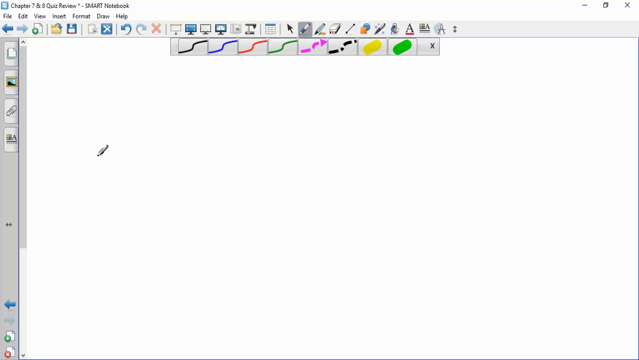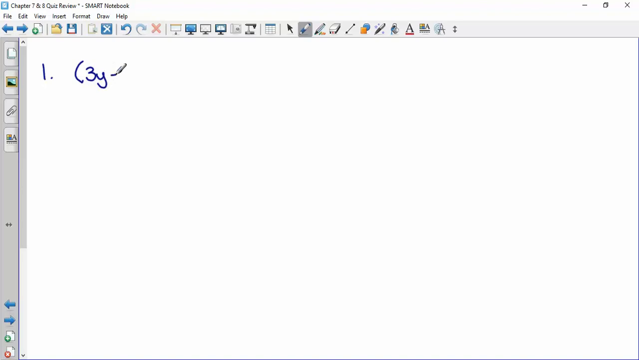I'm not going to say you have to do this problem this way. I'm just going to say find the derivative, and you can do that however you want. So let's look at some types of problems that I might put on there. So if I said (3y - 4)^2, let's say, all right, so if I asked you to find this derivative, what would you do first?